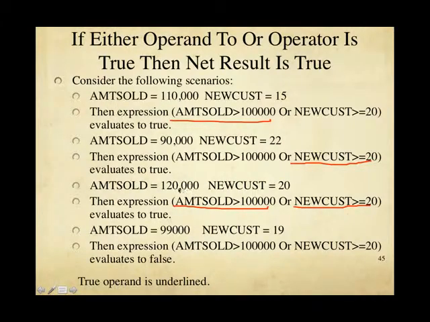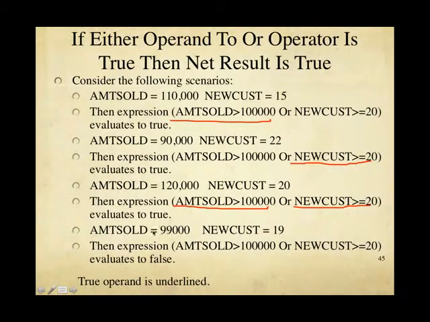Third scenario is that amount sold is 120,000, number of new customers is equal to 2. In that case, both are true. This is true and this is true. So the OR operator must behave in a way that the entire thing becomes Boolean true.